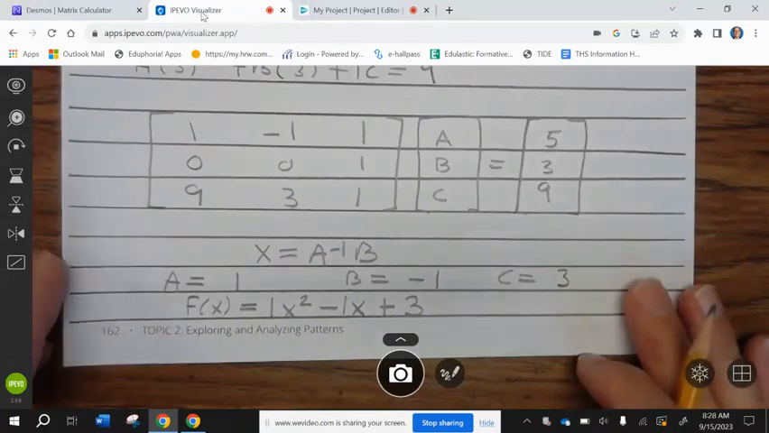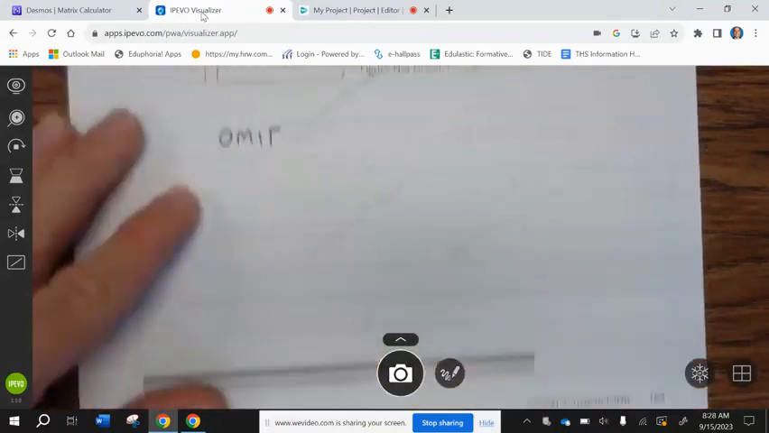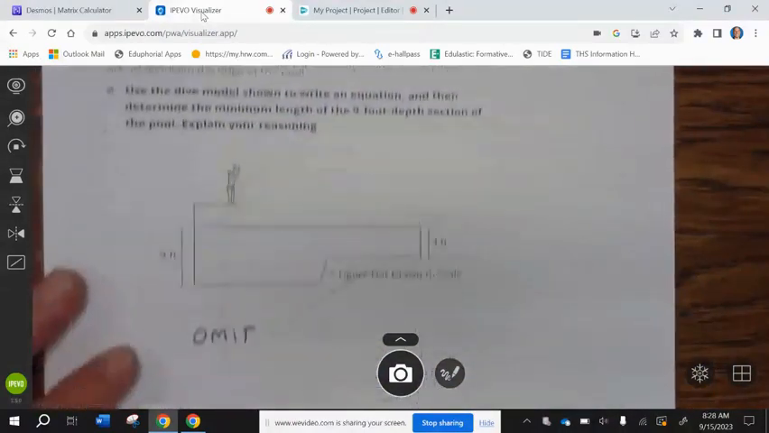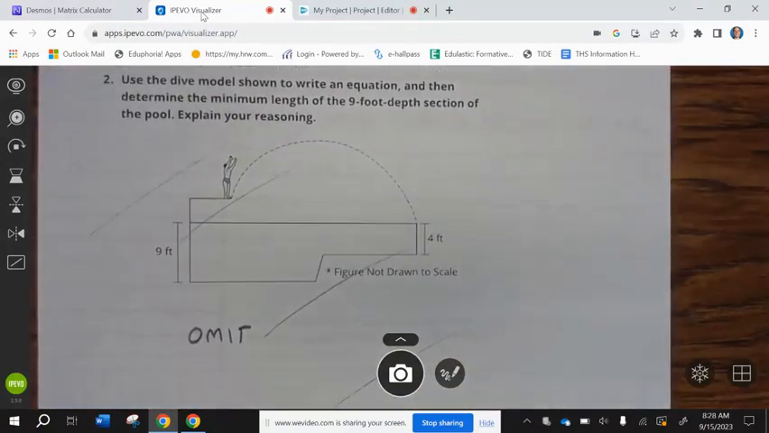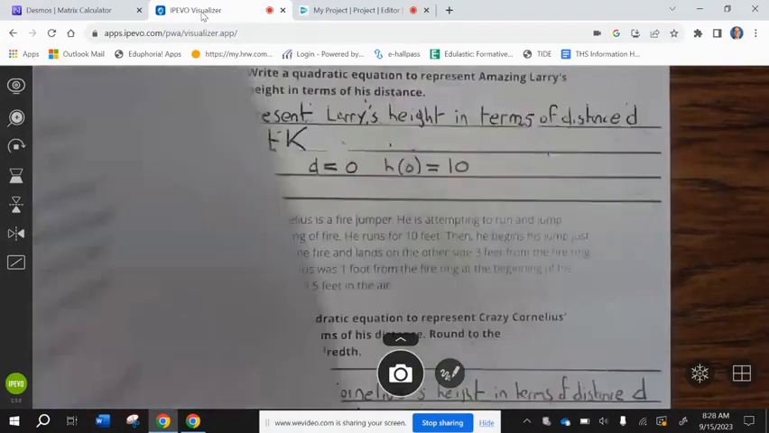All right, let's take a look at the next page. We're going to skip page 163, or omit it. You're going to omit question 2.